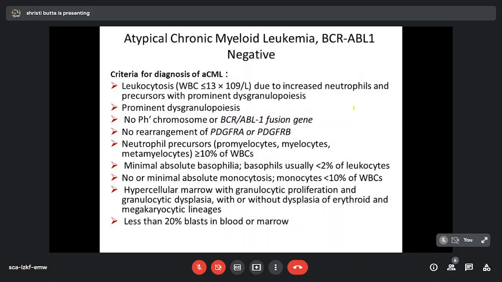So hypercellular marrow with granulocytic proliferation or granulocytic dysplasia, with or without erythroid and megakaryocytic lineages, and less than 20% blasts in blood or bone marrow. So the picture is quite similar to the CML that we see, right? But there is no BCR-ABL1.